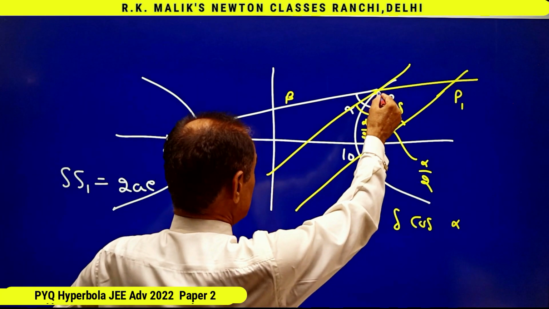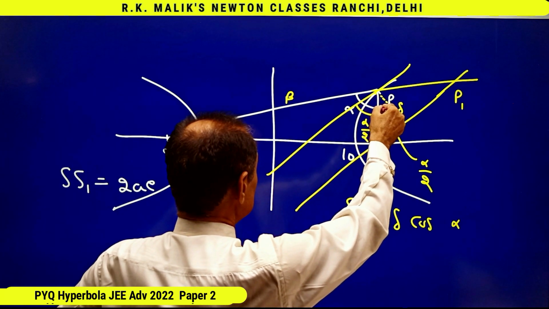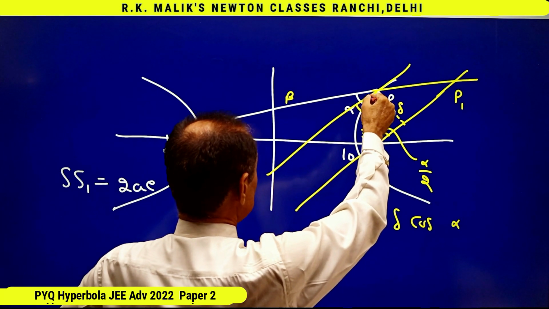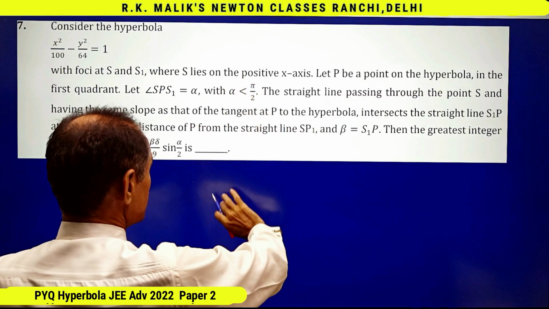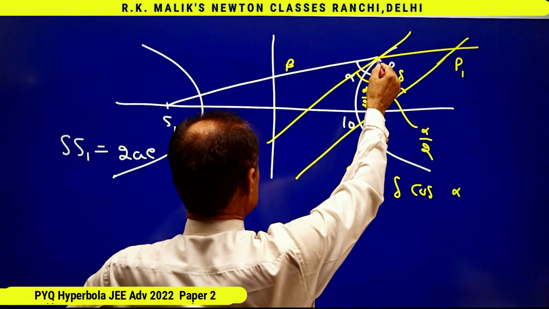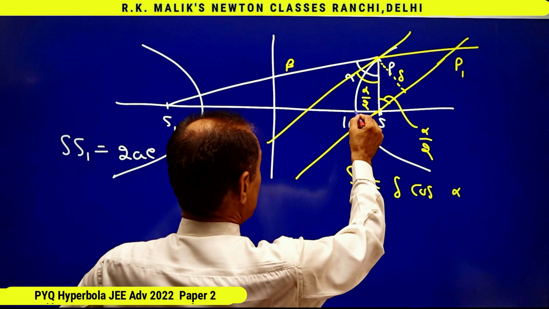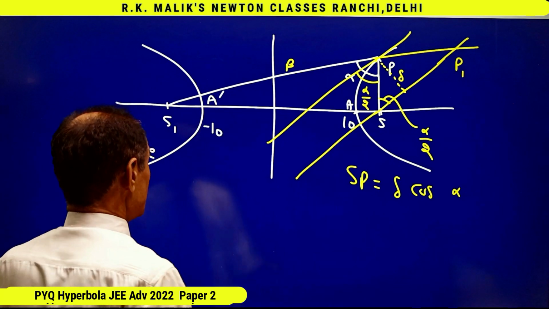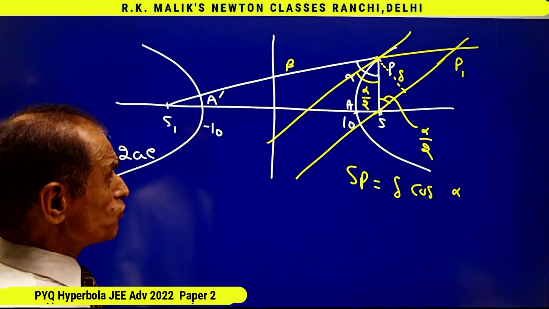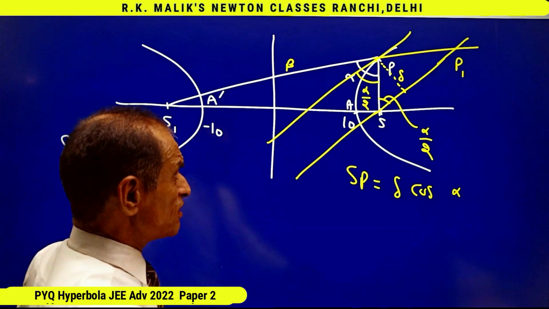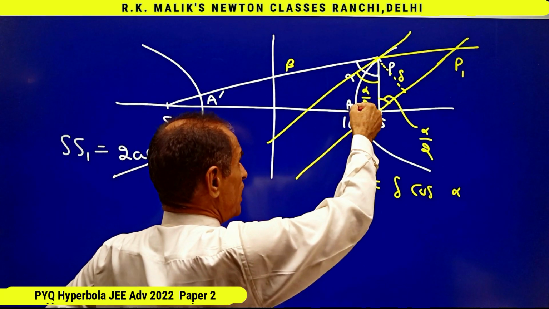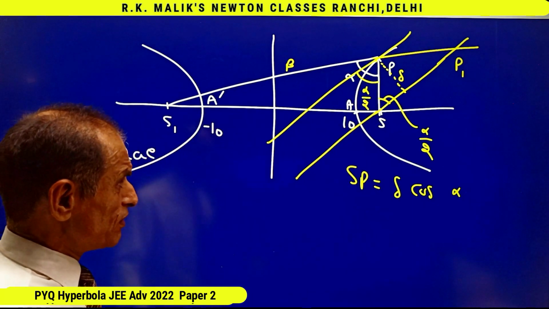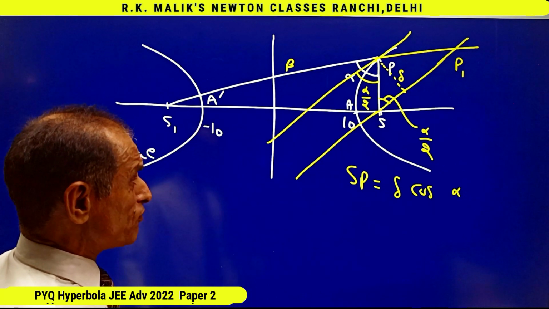He has given this condition alpha less than pi by 2. You should not use the magical method, because if he doesn't give this condition, students will take the case when p is coming at this point, which is a and a dash. But you should be smart enough to see that even if p comes nearer and nearer, even then all the steps are going to be same. You should not fall in the trap of the examiner.